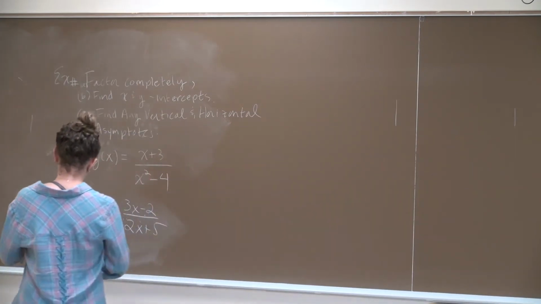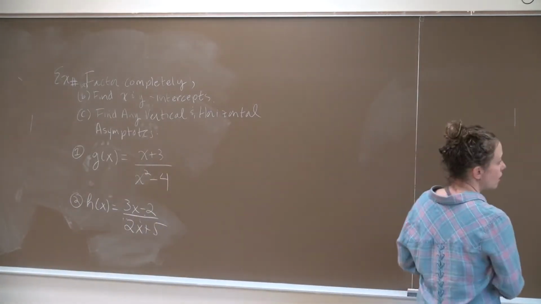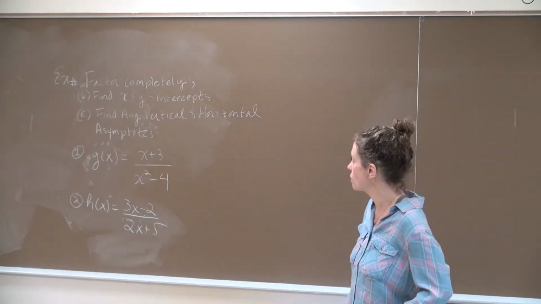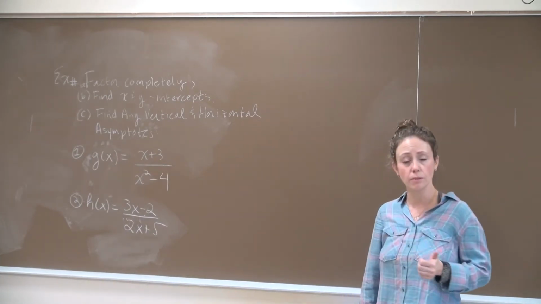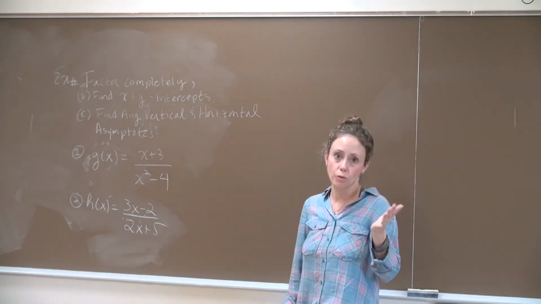So we continue here with two examples, and what I want to make sure that you're comfortable with are the first 5 steps to graphing a rational function. So I'm going to ask that you factor each one of these completely, you find any X and Y-intercepts of them, and any vertical and horizontal asymptotes.